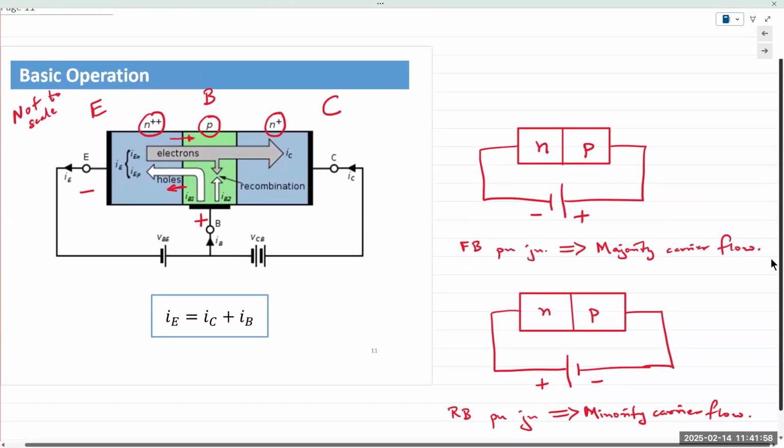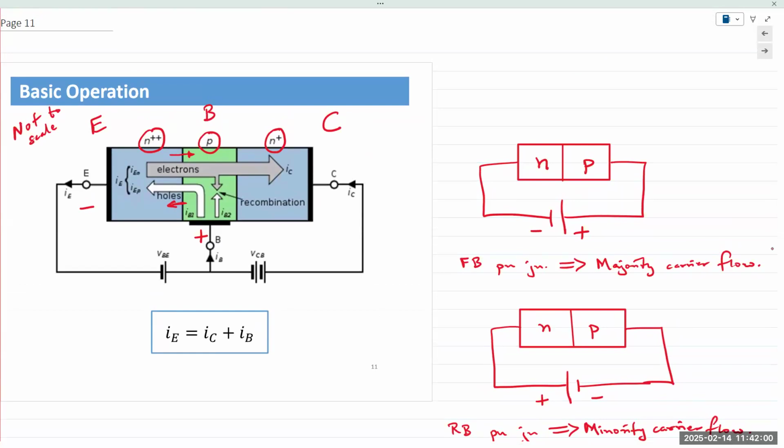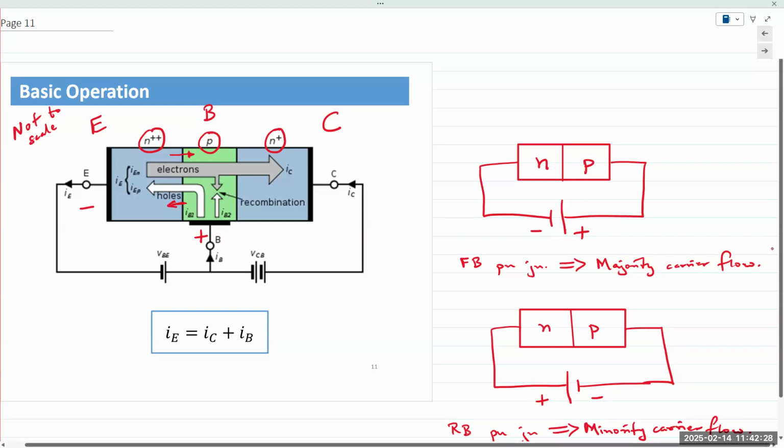So now, if you apply this device physics knowledge to a BJT, what happens? If the emitter-base junction is forward biased, you have the electrons crossing over into the base. When electrons cross over, some of them will recombine with the holes that are present in the base area, right? And so that's the recombination that takes place here. When recombination occurs, charges disappear.